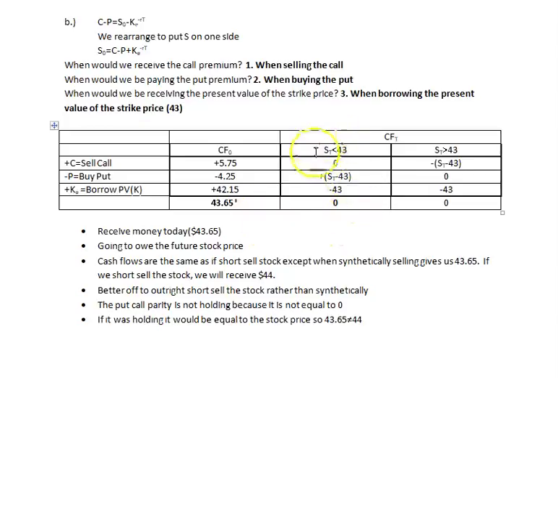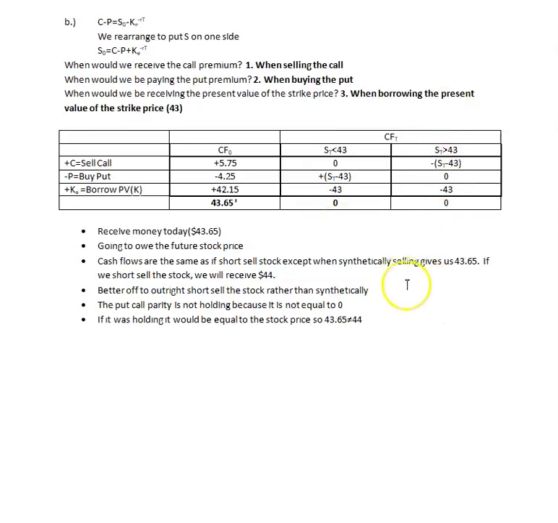And now, if our stock price is less than the strike price and we are selling the call, we are not going to exercise. When our stock price is greater than 43, we have a negative, in parentheses, the stock price minus 43. And when our stock price is less than 43 and we're buying the put, we're going to have a positive, and then in parentheses, stock price minus 43. When it is greater than 43, we are not going to exercise. And since we are borrowing, we have a negative 43 for both columns. Now once we add these all up, we have a 0, as well as these.